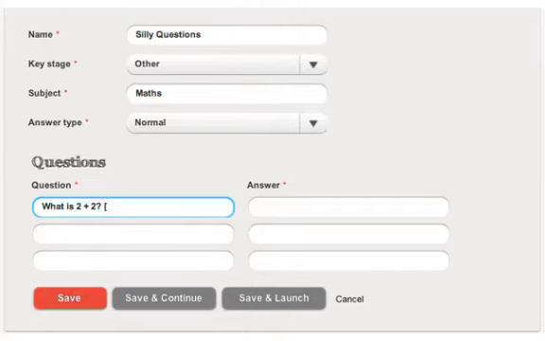Put a square bracket and separate the possible answers with slashes. Make sure you close the square brackets at the end. And that's your question. Move over to the answer and type in the right answer, just like you normally would. That's it.